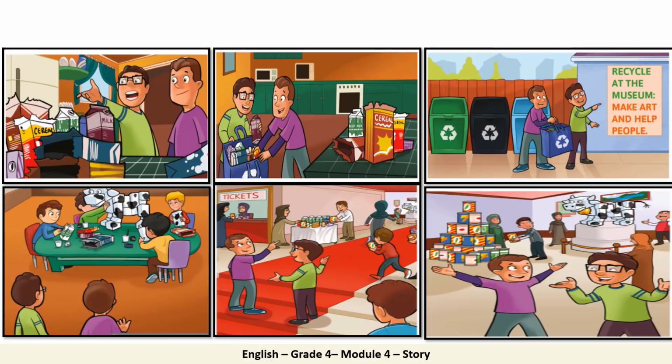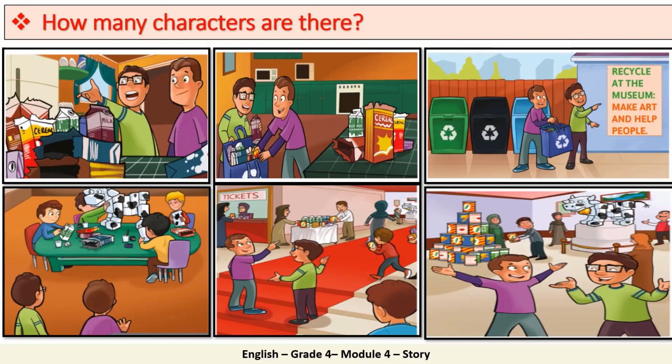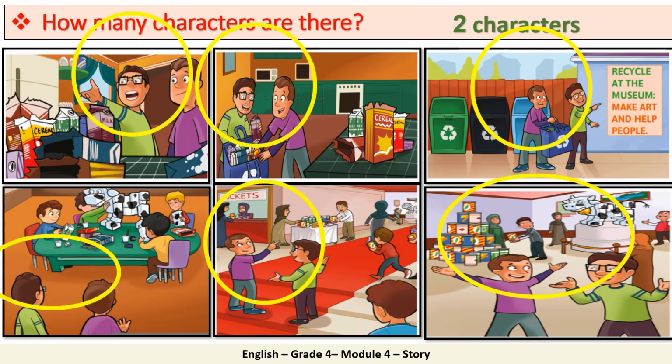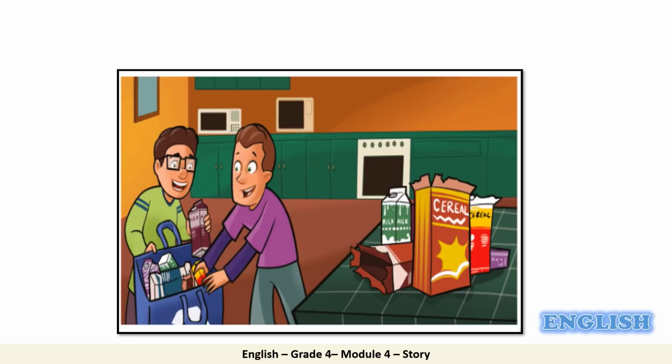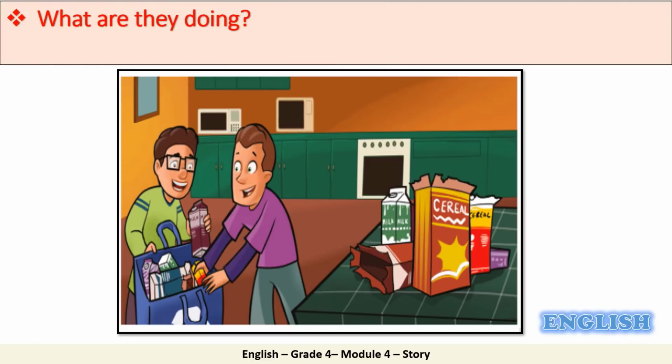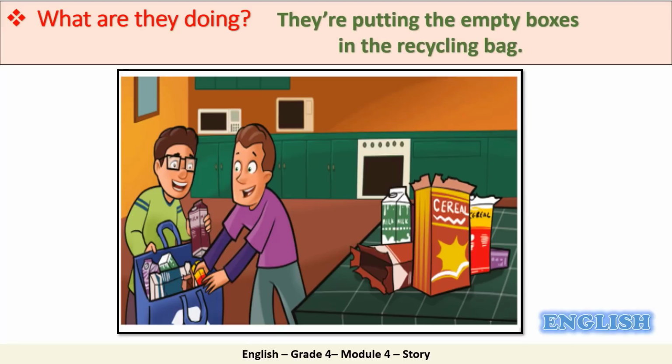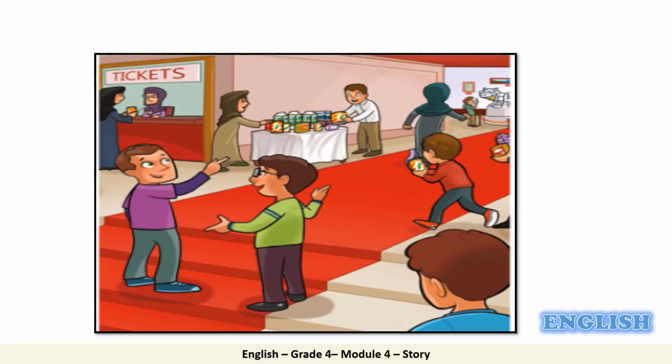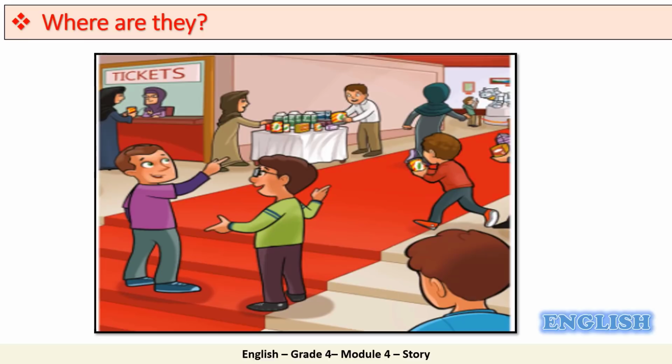Question number 1. How many characters are there? Look carefully. Very good. There are 2 characters in the story. Question number 2. What are they doing? Good job. They are putting the empty boxes in the recycling bag. Look at the characters. Where are they? Correct. They are at the museum.